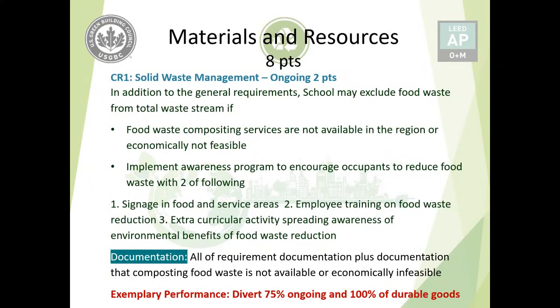And we know that from the waste stream audit report, we have to divert 50% or 75% of the waste. And diverting means we either reuse, recycle, or compost. So if the food waste composting services are not available in the region, it would be really hard to attain this credit. So a school may exclude it, or it might not be economically feasible. But we have to show in the documentation that it is not possible.